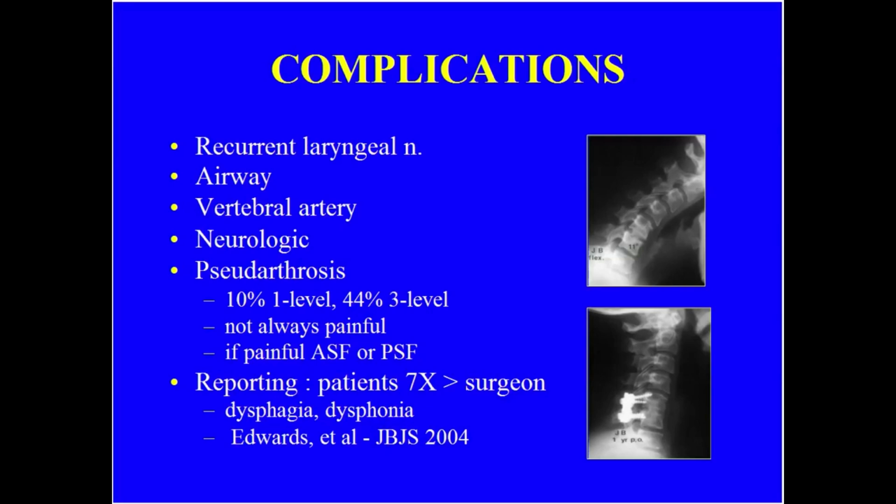It's very interesting, an article in last year's JBJS, and the kind of thing they could conceivably ask you about. This article was about dysphagia or dysphonia, again, recurrent laryngeal nerve problems. If you ask patients, they report an incidence of problems 7 times as high as what the surgeon has in his or her chart.